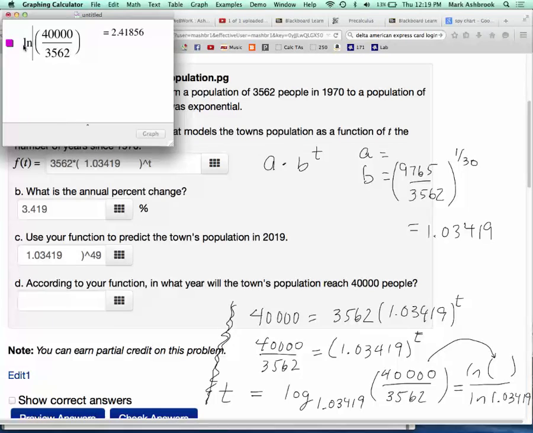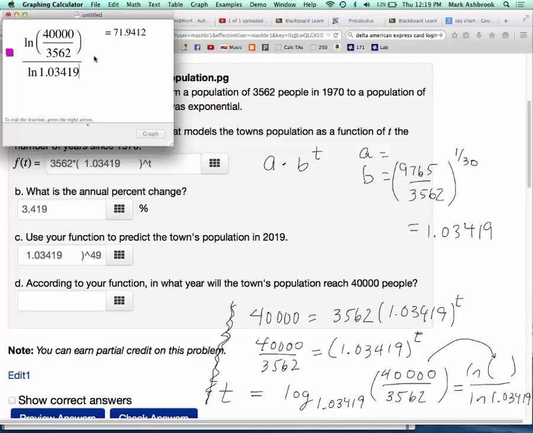Will it let me do that? Good, okay. Divided by the natural log of 1.03419. That's 71.94. So we want the population, it's increasing, right? So this is growth.